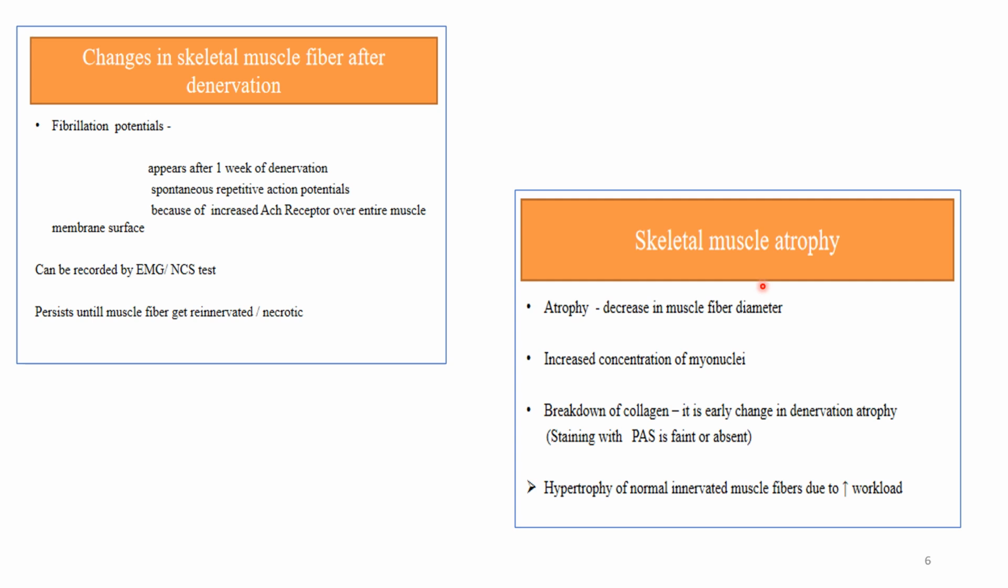Coming to skeletal muscle atrophy. What is meant by atrophy? Atrophy means decrease in muscle fiber diameter, with increased concentration of the myonuclei and breakdown of the collagen. It is the early change which occurs in denervation atrophy. If you stain with periodic acid-Schiff, the staining will be faint or absent. And there is hypertrophy of the normal innervated muscle fibers due to increased workload on them.